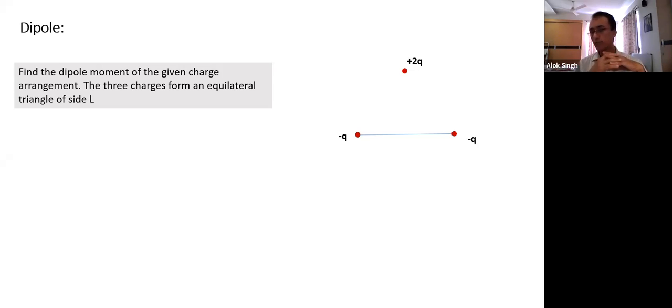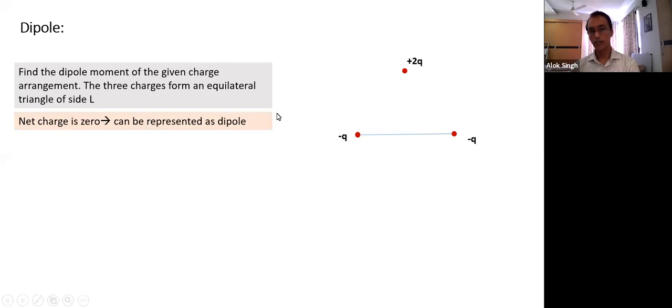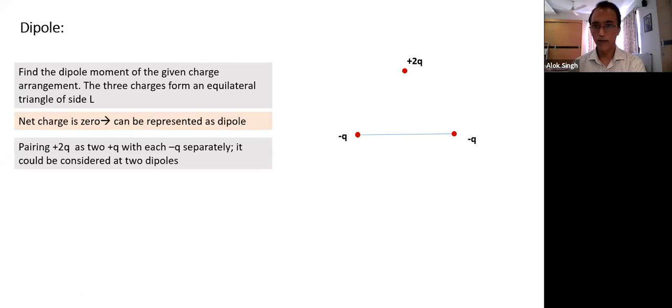The basic first thing we look at, the moment you look at this charge arrangement, first thing we notice here is that net charge is 0. If net charge is 0, it is possible. Though it doesn't look like the previous one, it's possible we can represent it as a dipole. What is the first indication? Net charge being 0. So net charge 0 implies that it can be represented as a dipole. And it is a fairly simple thing. What we'll do here, we take pairing of plus 2q with each separately. So there are 2 plus q: one plus q I pair with the left minus q, the other plus q I pair with the right minus q. It will become 2 dipoles.